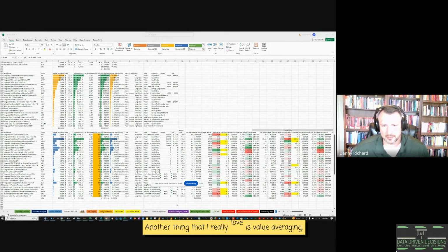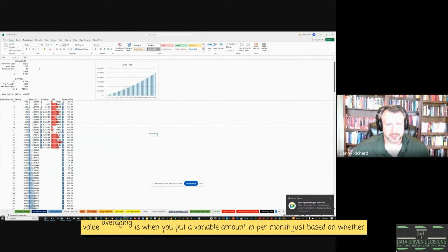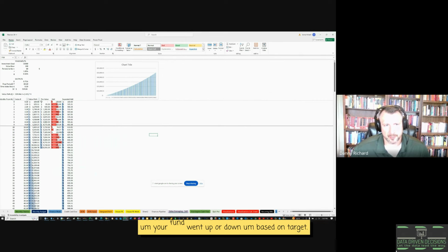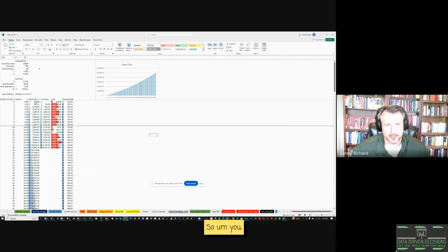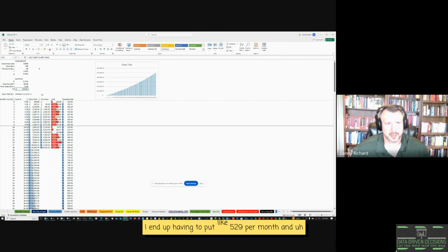Another thing that I really love is value averaging. Value averaging is when you put a variable amount in per month, based on whether your fund went up or down relative to target. So you start with a value path. For me, I'm going to have an investment goal of 50,000 over 5 years, or 60 months. The value is 100. I end up having to put in like 529 per month in target, but it always changes.